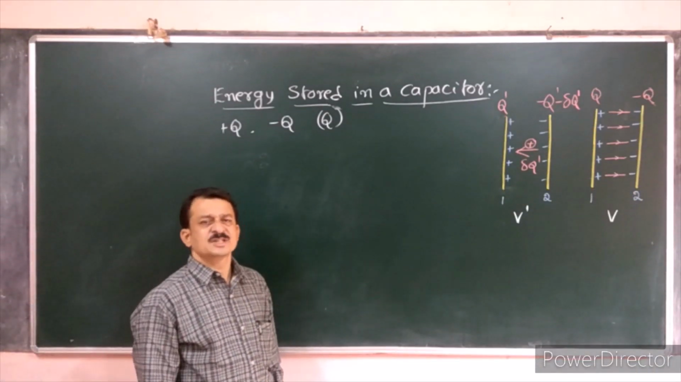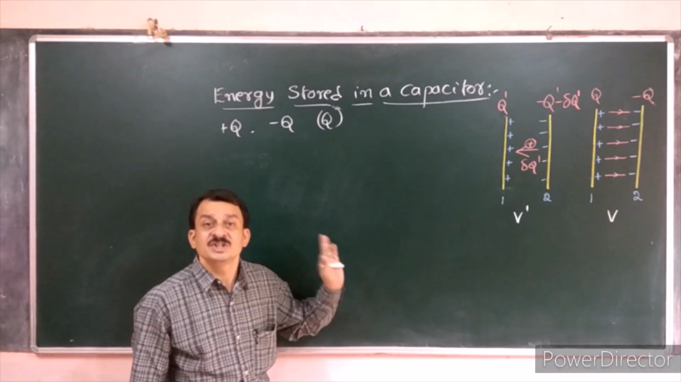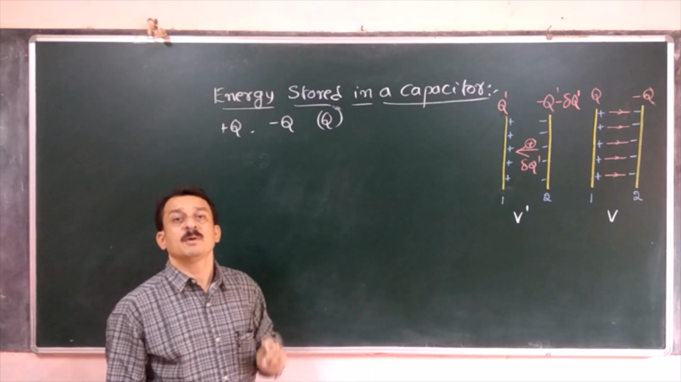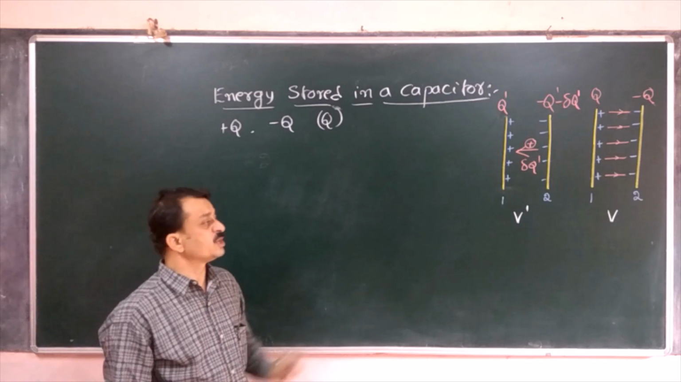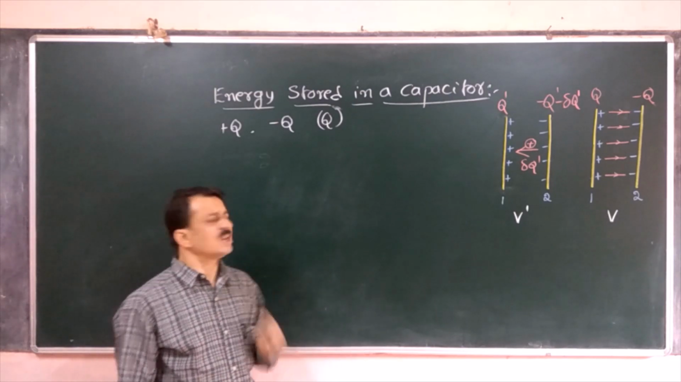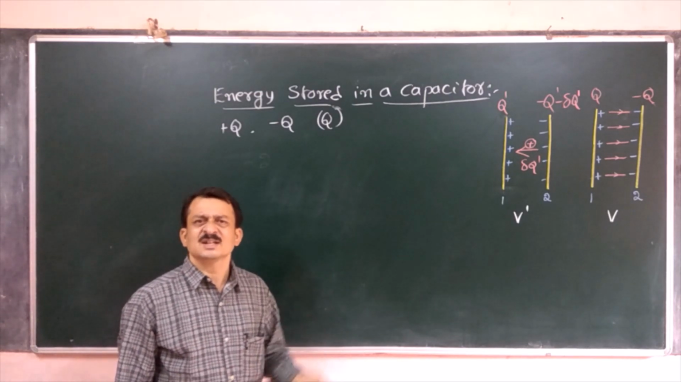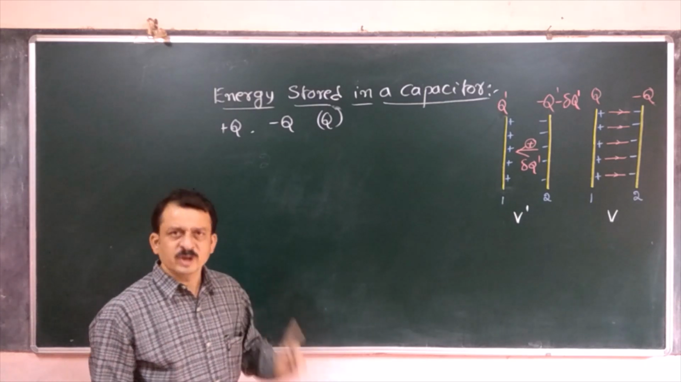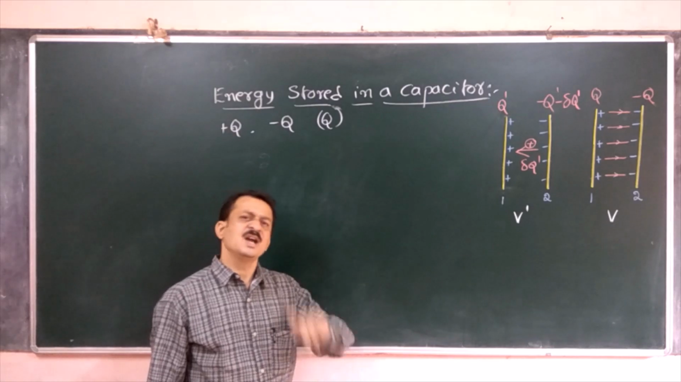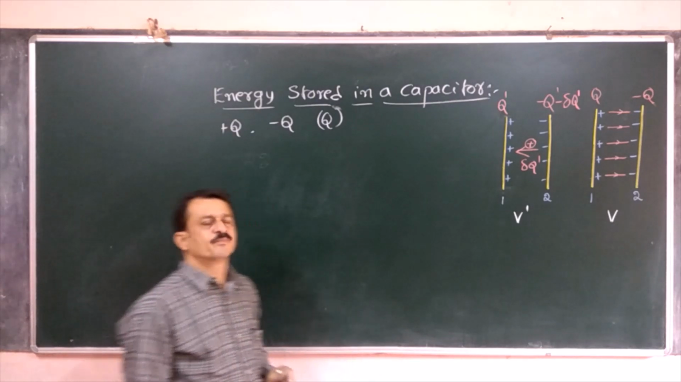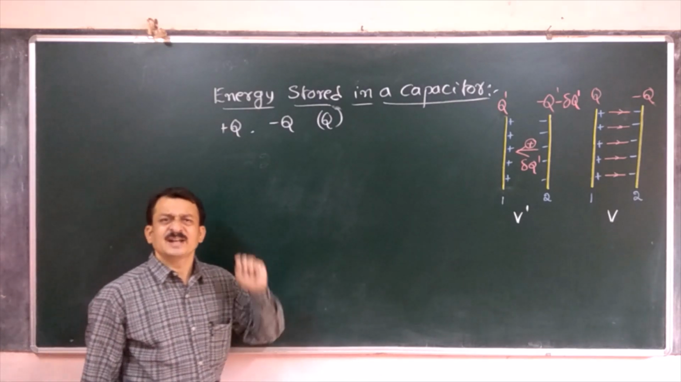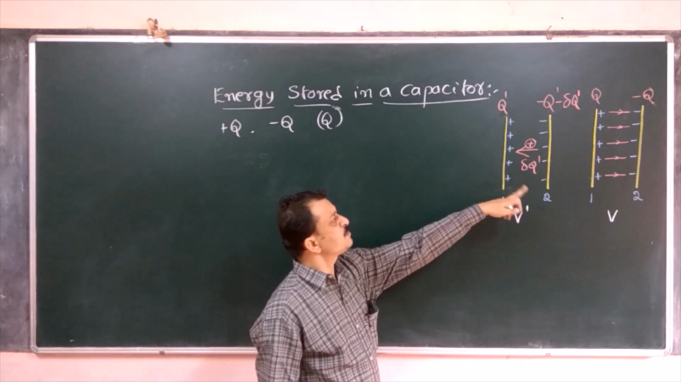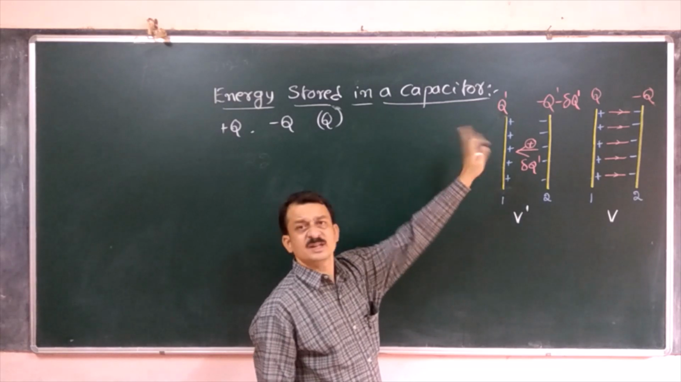Consider a parallel plate capacitor which is initially uncharged. Now that capacitor is connected to an external power supply of voltage V, potential difference V. Then the capacitor starts charging. That means the charges are flowing from one conductor to the other conductor. Now at any arbitrary time t, let the charge on each plate be Q dash and minus Q dash.